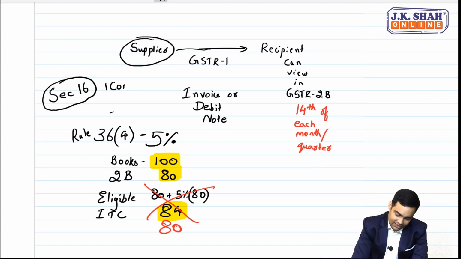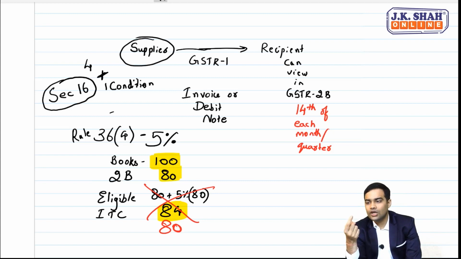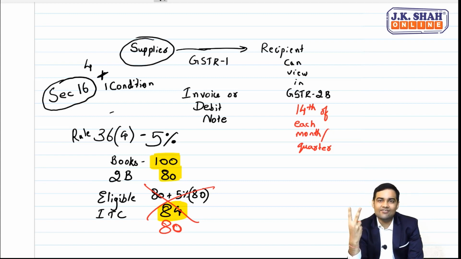One condition was added. Let me give you a recall. Earlier, there were four conditions to avail ITC. Now one more condition has been added. What were the four conditions, sir? You have the invoice. You have received the goods or services. The supplier has paid the tax. You have filed a valid return.